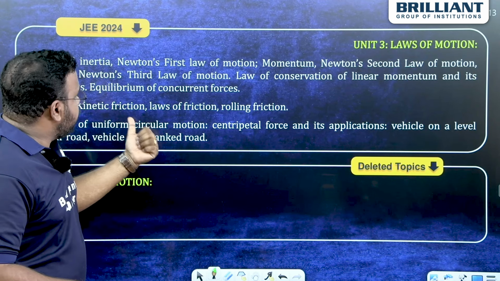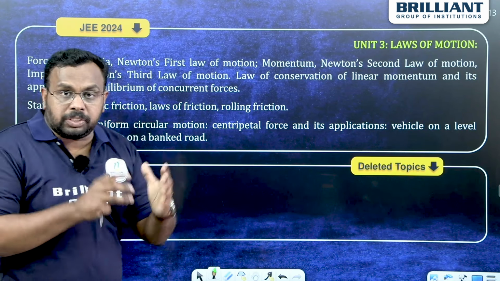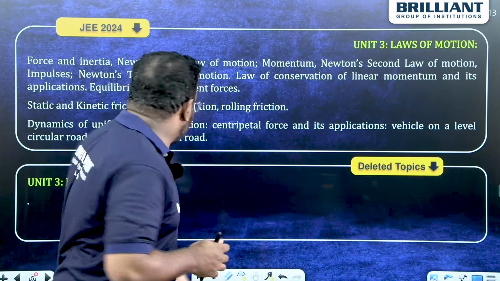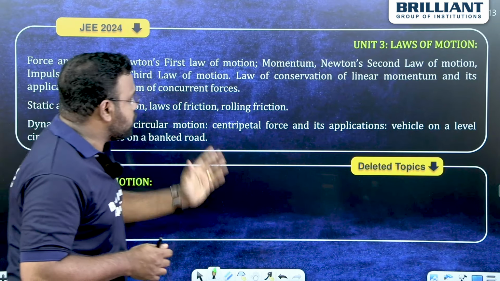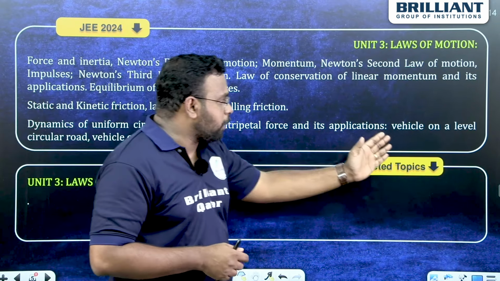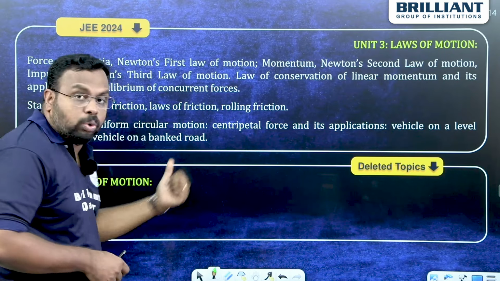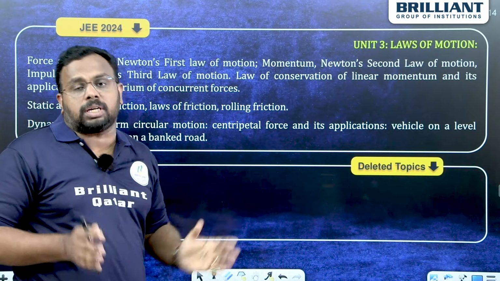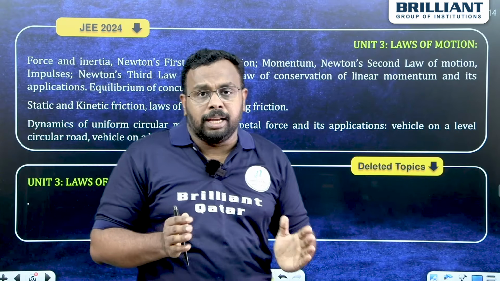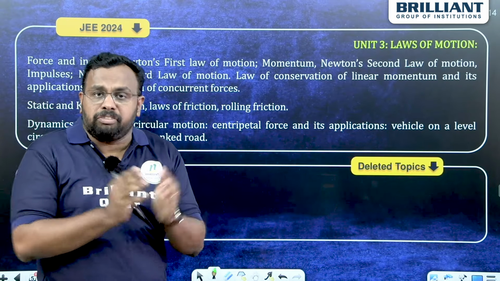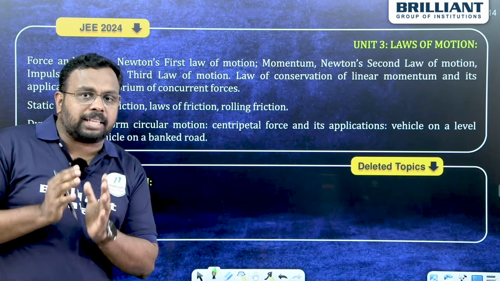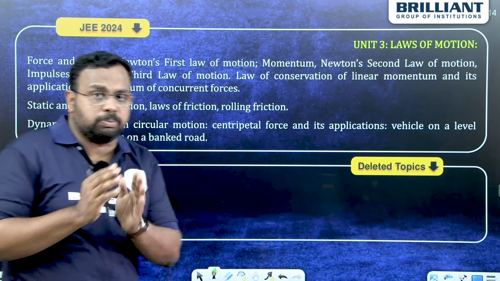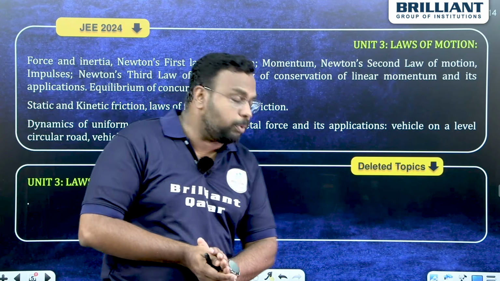Static and kinetic friction, laws of friction, rolling friction. So friction, you know that it's an important topic. There will be questions from that. Dynamics of uniform circular motion, centripetal force, its application, vehicle on a level road and vehicle on a banked road. Both are there. There are many formulas and many concepts like FBD, free body diagram and all. So please practice these kinds of questions. Laws of motion is a very important chapter from the JEE exam point of view.